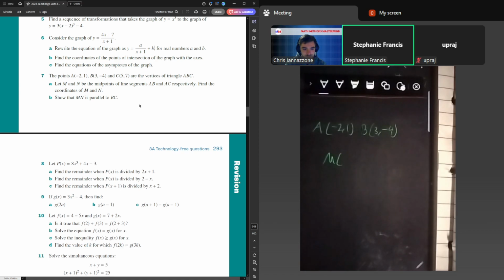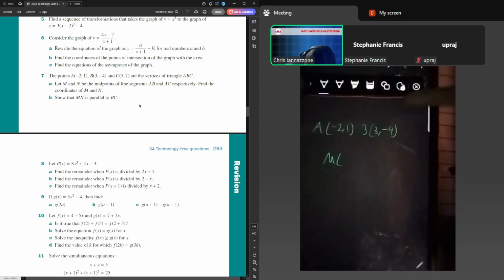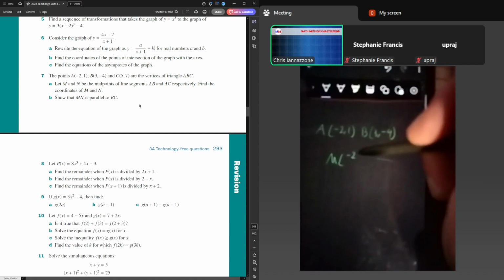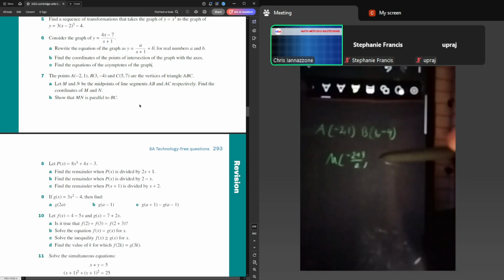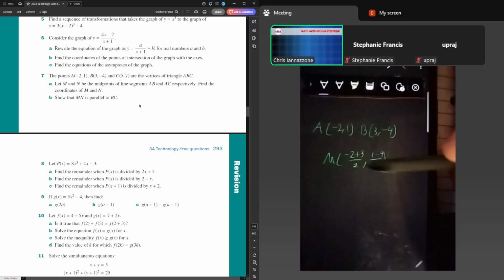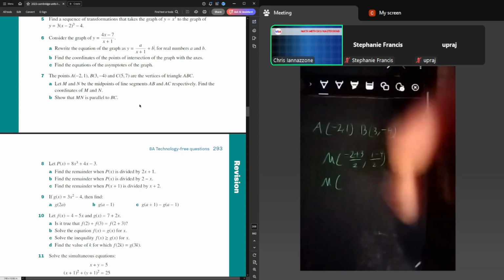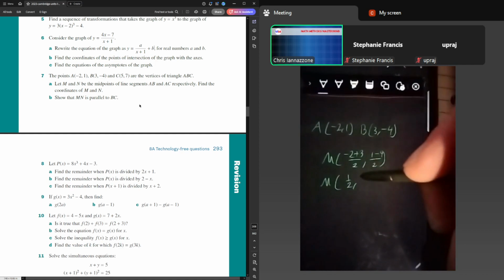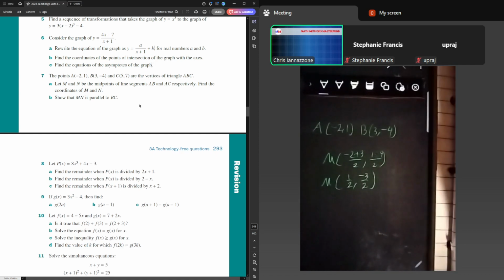You just add them together, divided by 2. Yeah, precisely. Add together, divide by 2. -2 plus 3 divided by 2. 1 plus -4 divided by 2. Midpoint is therefore (1/2, -3/2). Awesome.